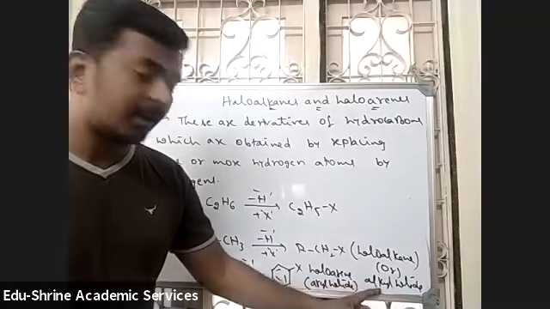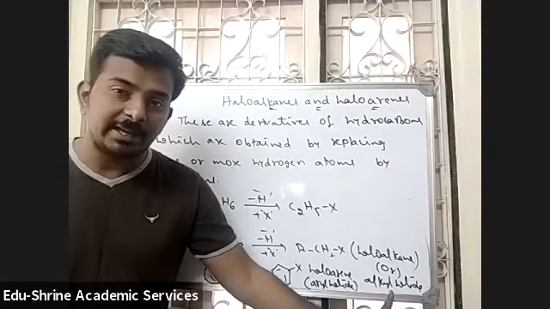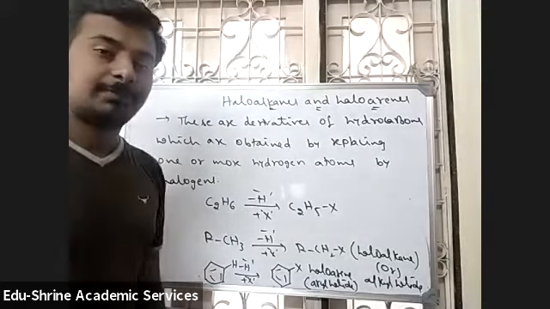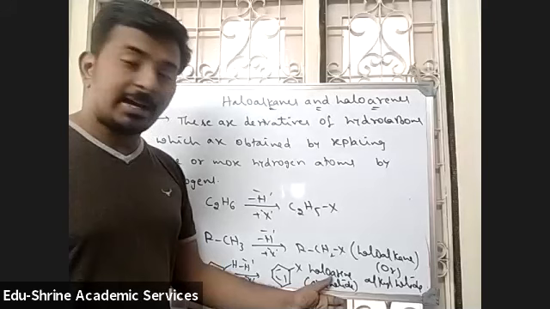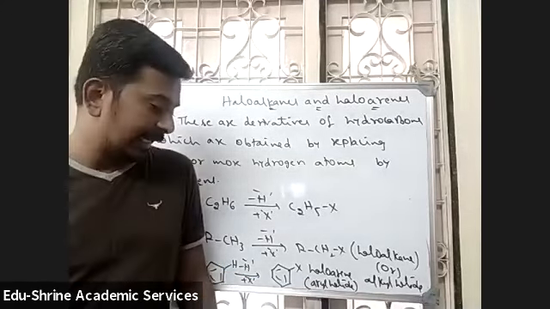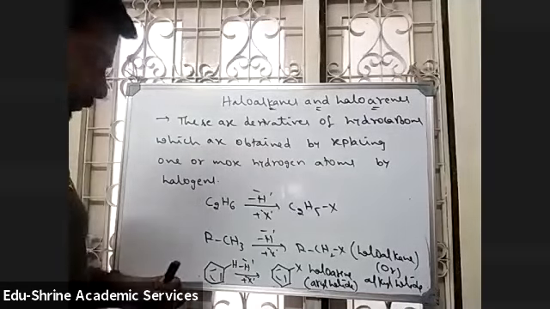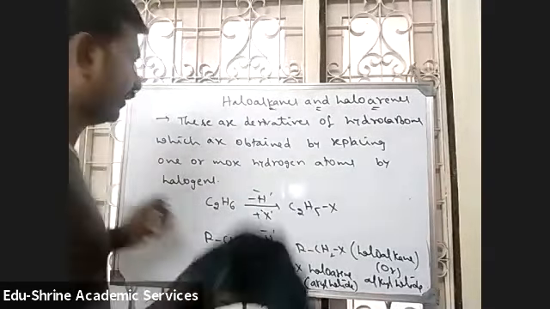Haloalkane or alkyl halide. Alkyl halide, ALKYL. In the same way, haloarene or aryl halide, ARYL. Aryl halide. Okay.